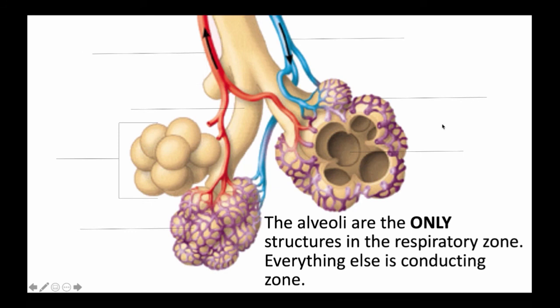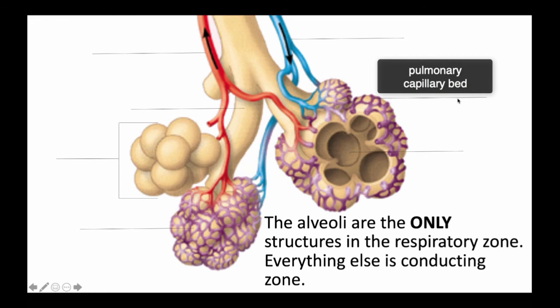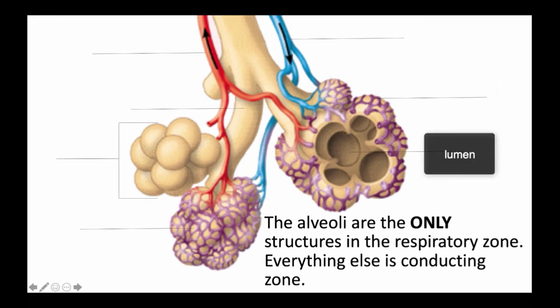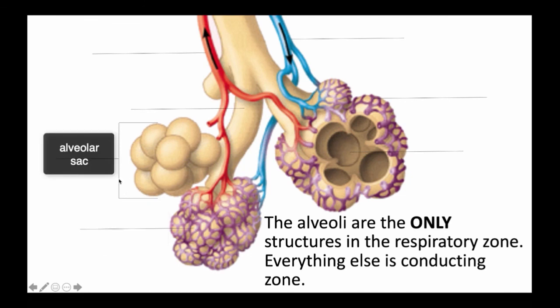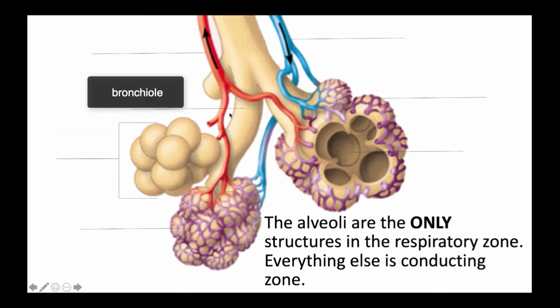We've got the pulmonary capillaries, here the lumen of an alveolus. Sometimes these are also referred to as the atria, or the singular would be the atrium of an individual alveolus. Here we're just pointing to an alveolus. We've got an alveolar sac, which is made of multiple alveoli, and then bronchial.